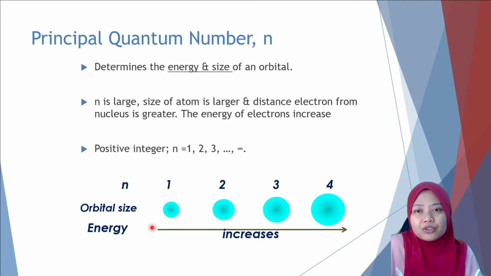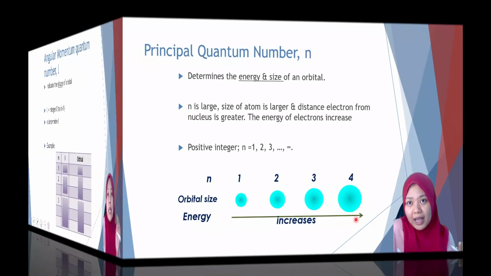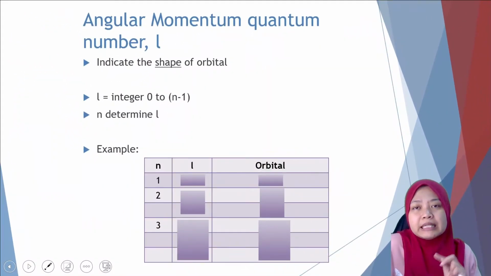For example, for the electron at n equal to 1, the orbital size is smaller if you compare with the electron at n equal to 2. The orbital at n equal to 2 has a slightly bigger size compared to n equal to 1. And as the value of n increases, like the energy level diagram that you learned before, the higher the energy of that electron. The second quantum number is the angular momentum quantum number, which is l.